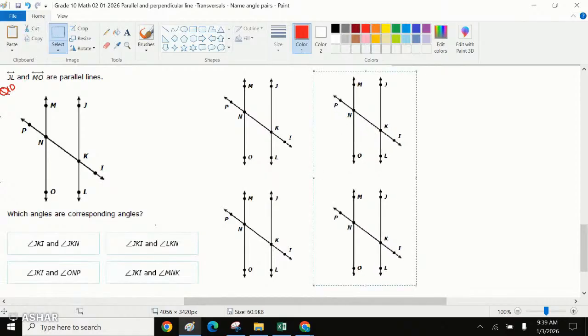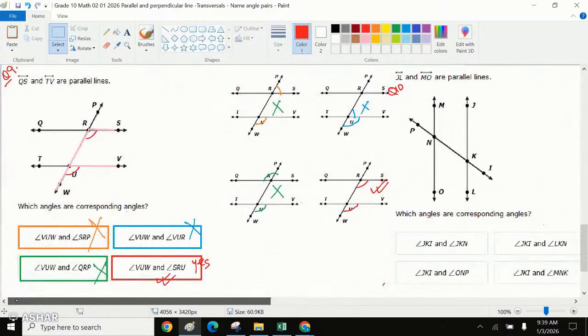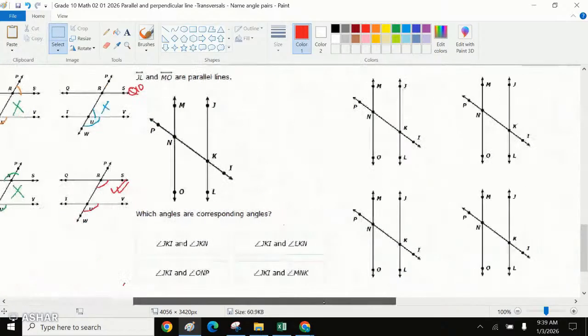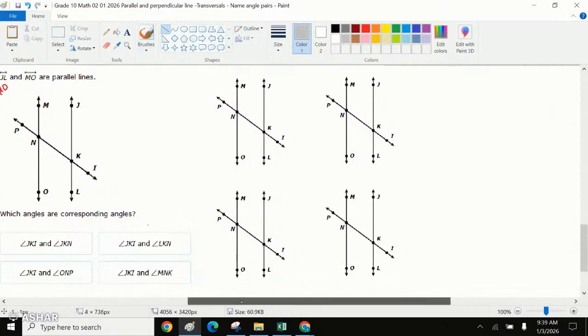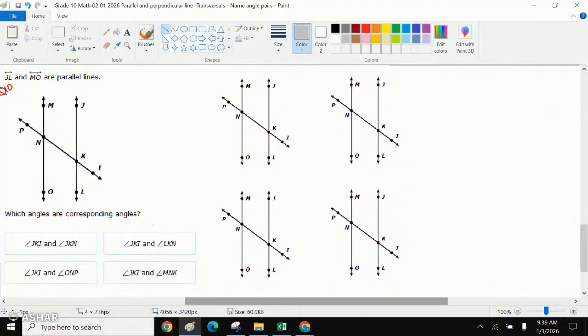The question says, is it the same question we had over here? No, it's different, okay? So we make a line over here just to make the partition. So the question says we need to find the corresponding angles.